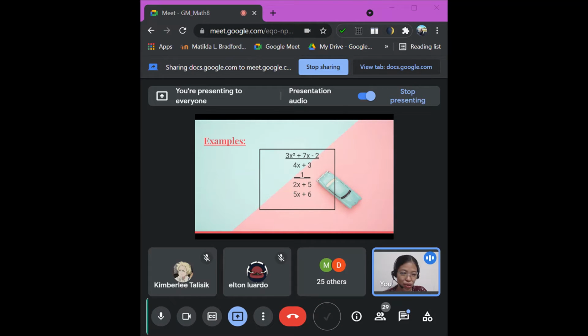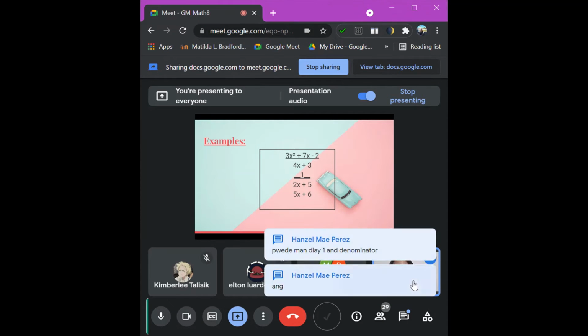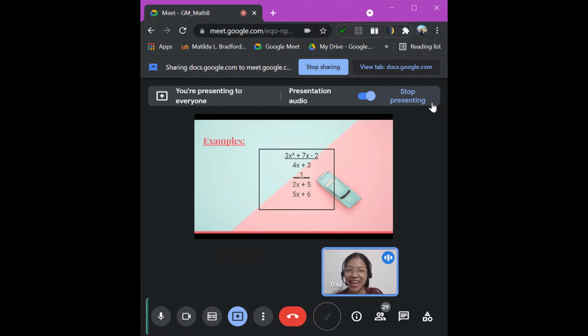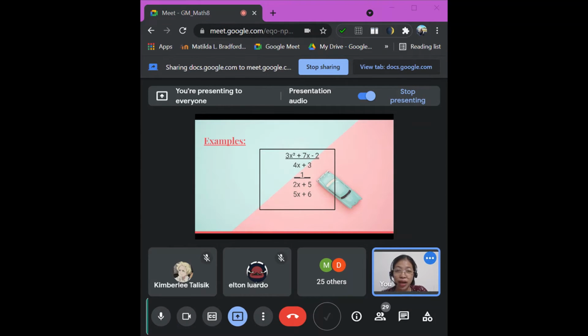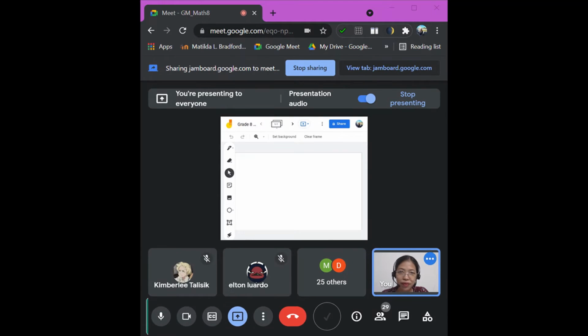Why, teacher, is it a rational algebraic expression? Because the denominator can be 1. And Hansel got it correct. Didn't we say that a rational algebraic expression could be a whole number, could be a fraction, and could be a decimal? So let me show you this one. We have there 5x plus 6. If it is just that, class, meaning it has no denominator, right? But as we said, if we have a whole number there, that is over 1.